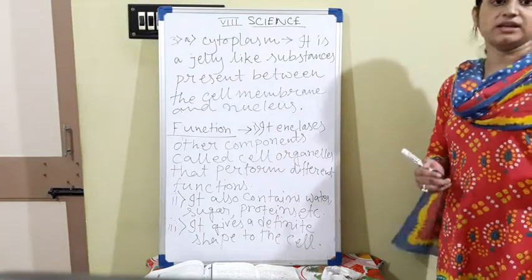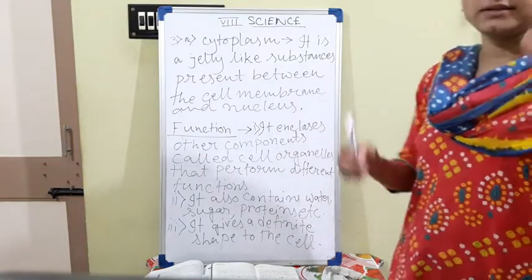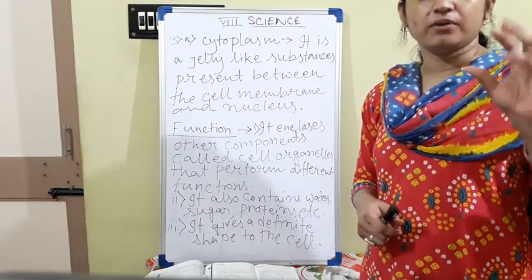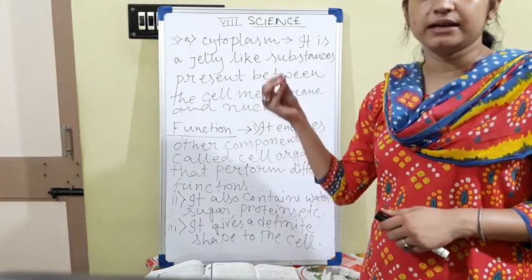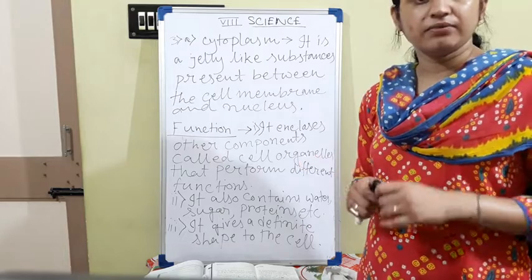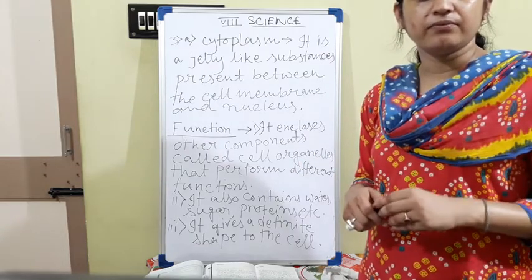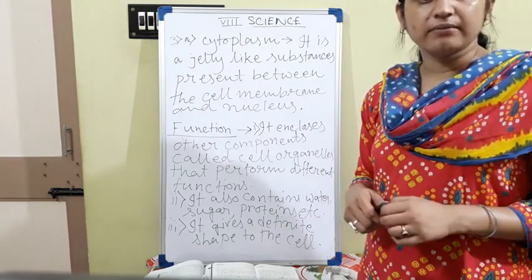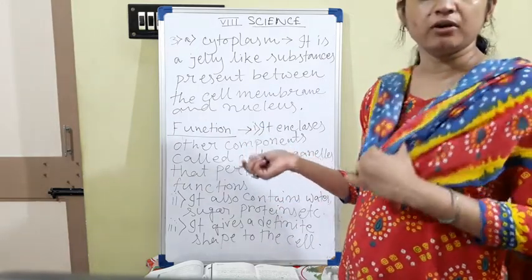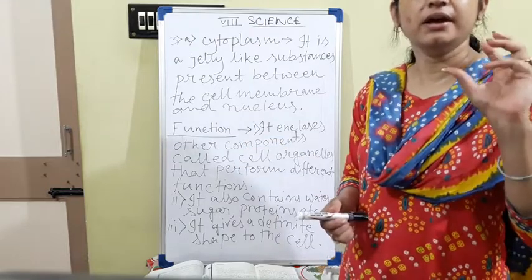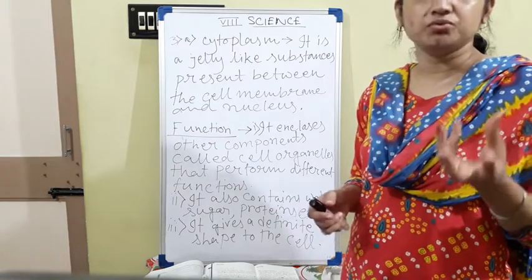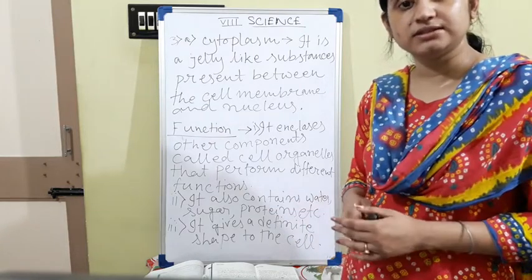You know that it is a jelly-like substance present between the cell membrane and nucleus. What are its functions? First one, obviously it contains cell organelles like mitochondria, lysosome, plastid, Golgi body. They have their definite functions, so they perform their functions and the cell can survive, otherwise the cell will not exist in the lack of these cell organelles. So it contains important cell organelles that do their functions. Second one, it contains sugar, water, minerals, which are also essential for the cells.